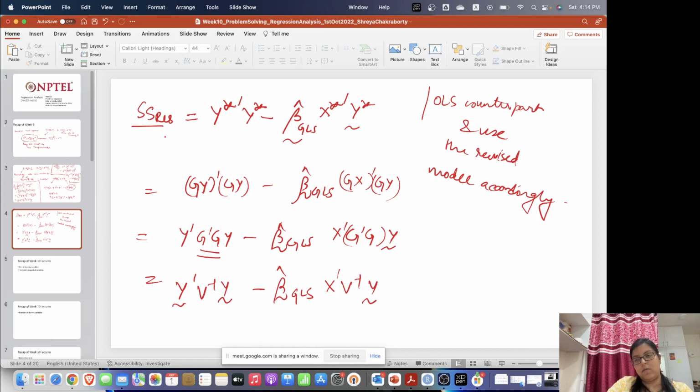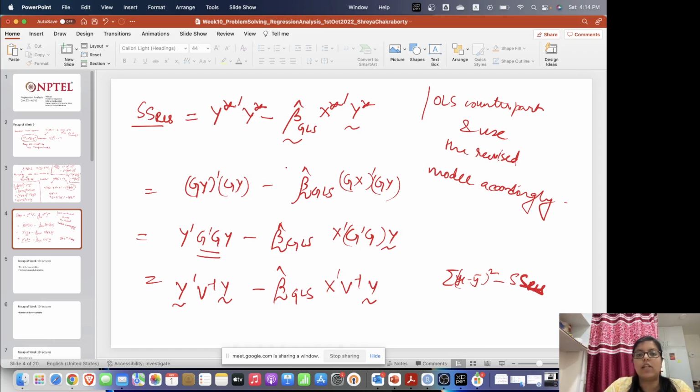SS square, sum of squares due to residuals has changed like this. Similarly, sum of squares due to regression will also change. Total will be summation yi minus y bar whole square minus summation due to the residuals. Okay, so accordingly everything will change.